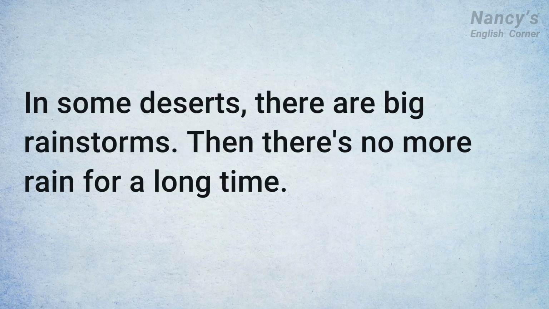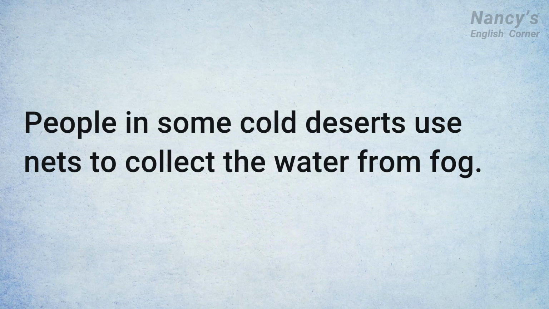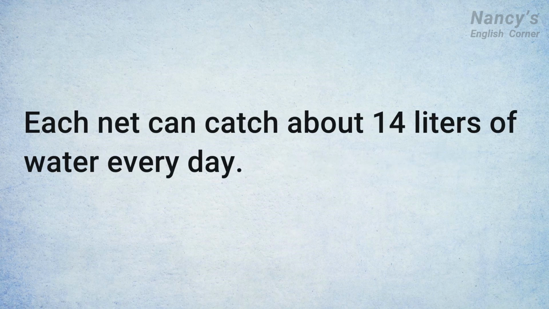In some deserts, there are big rainstorms. Then there's no more rain for a long time. So it's very important to collect rainwater. In the Thar Desert, people collect water in ponds, wells, and big tanks. People in some cold deserts use nets to collect the water from fog. Each net can catch about 14 liters of water every day.